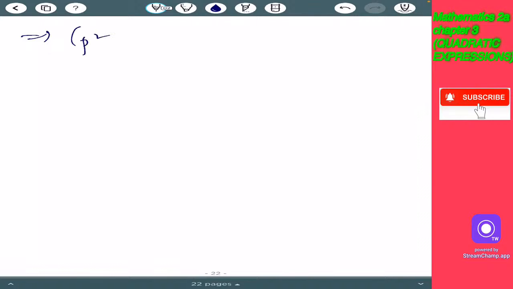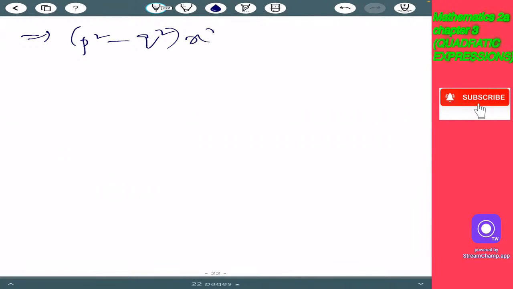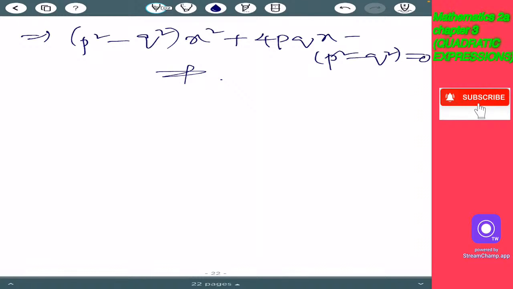You get p square minus q square into x square, that is the middle term as it is, 4pqx, minus the same as the beginning, you need to make it to the ending. P square minus q square is equal to 0. Understood here? Thank you. Next.